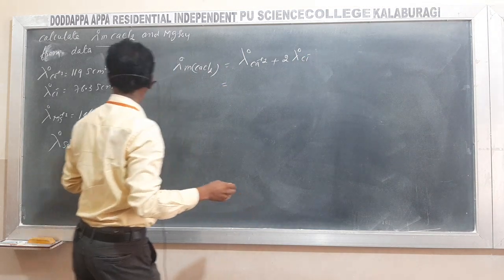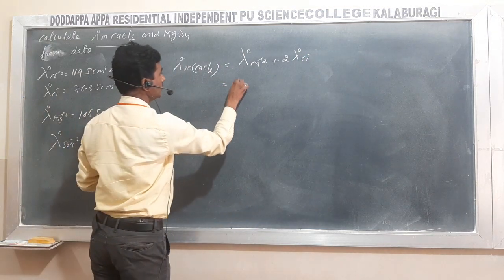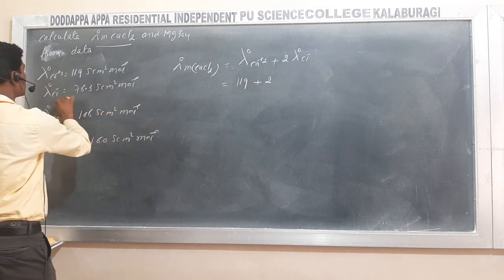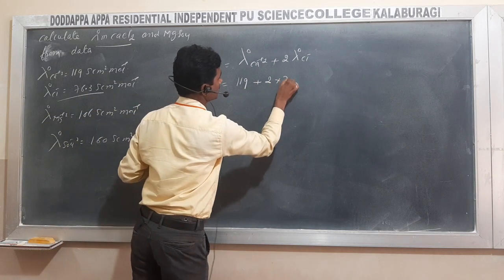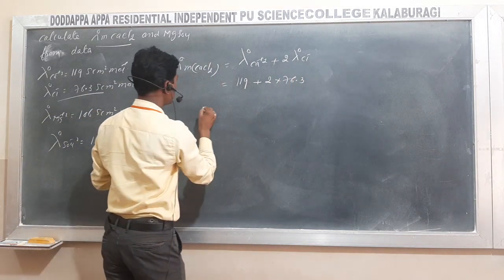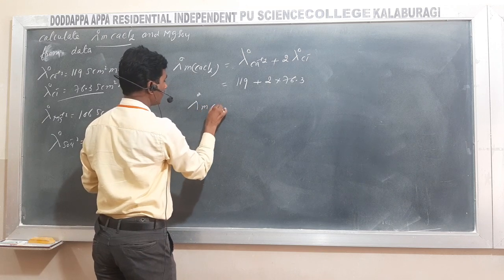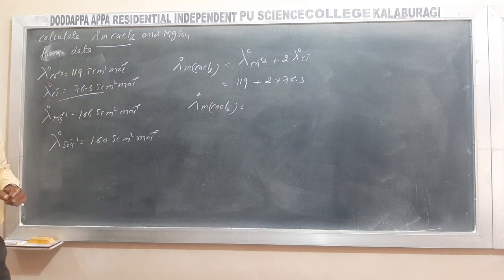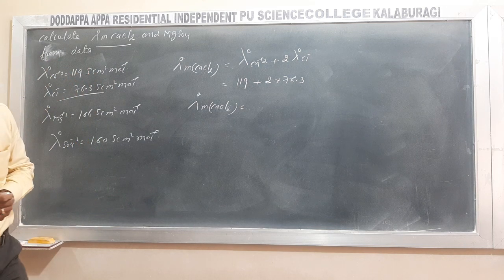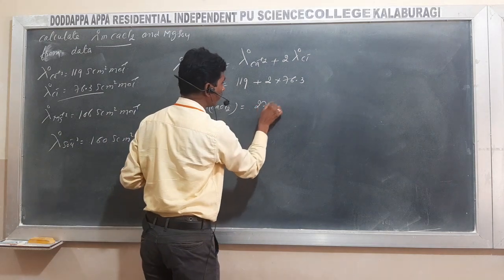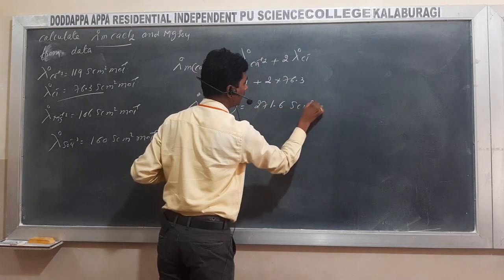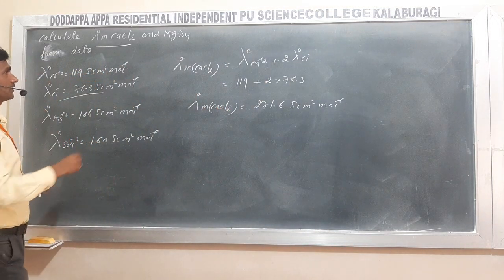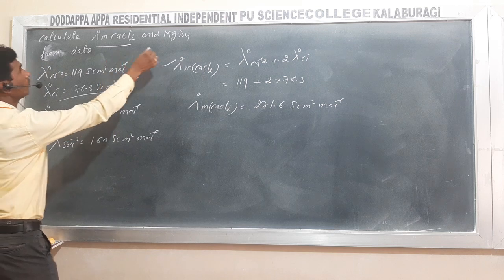So limiting molar conductivity of calcium is 119 plus 2 into the limiting molar conductivity of Cl, 76.3. So calcium chloride is equal to 119 plus 2 into 76.3. So we can get 271.6 Siemens centimeter square per mole. It is very important for a 2 marks question. This is calcium chloride. Then you have to go for magnesium sulfate.